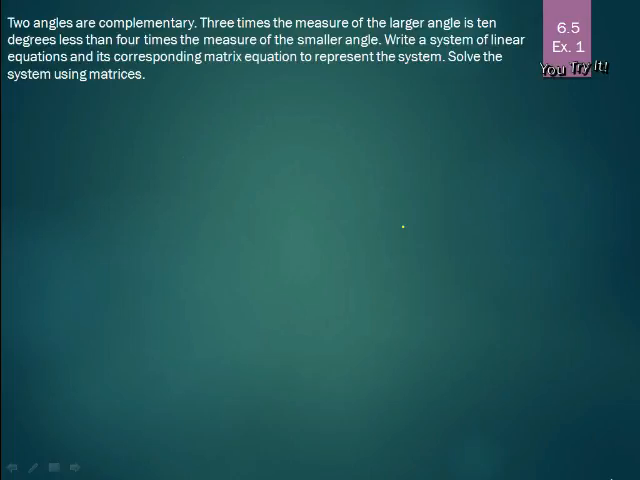Two angles are complementary. 3 times the measure of the larger angle is 10 degrees less than 4 times the measure of the smaller angle. Write a system of linear equations and its corresponding matrix equation to represent the system. Solve the system using matrices.